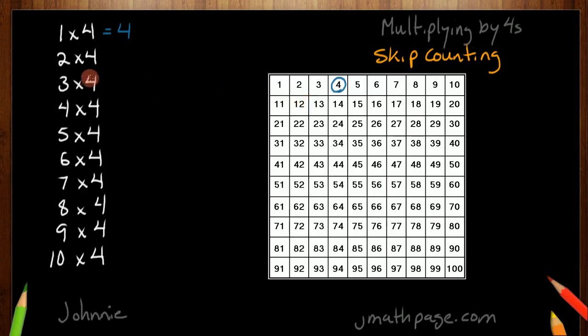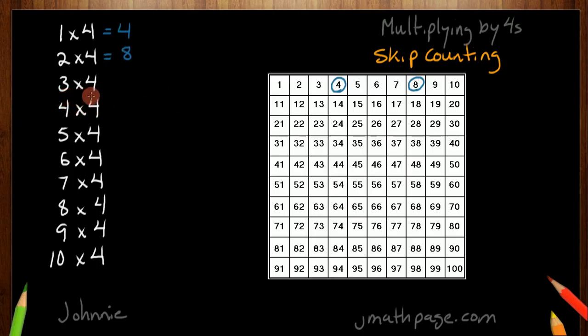Now, if I go to the next one, 2 times 4, that means we need to skip count by 4 2 times. Well, I've skip counted once, now I need to do it again. 1, 2, 3, 4. And that takes me to 8. I've skip counted twice now. So I can say 2 times 4 is equal to 8. Let's go to the next one.